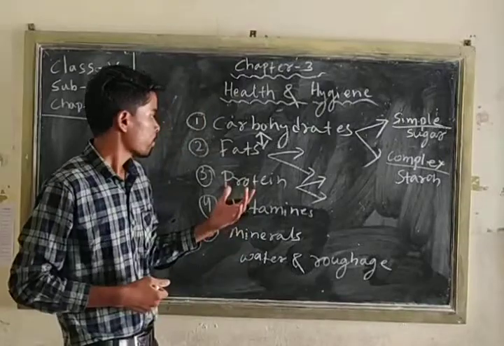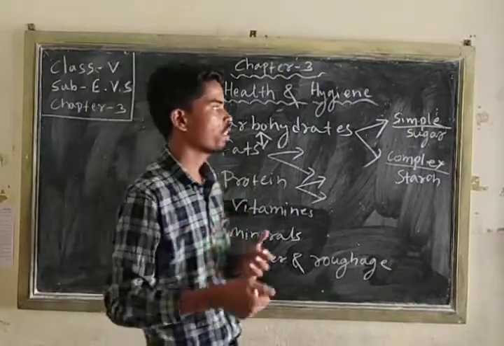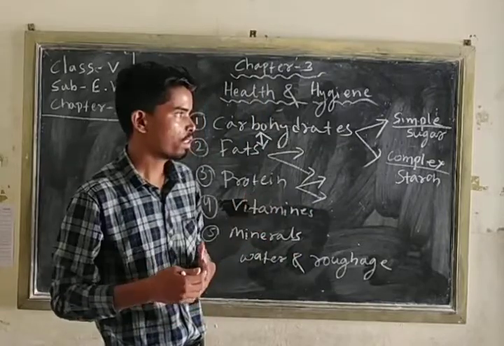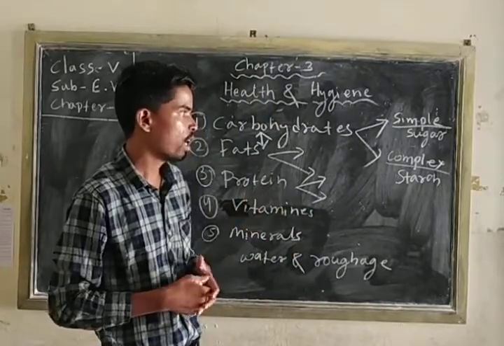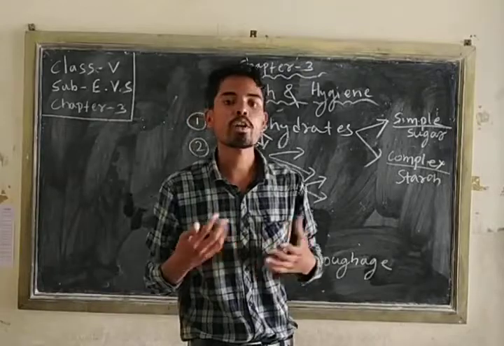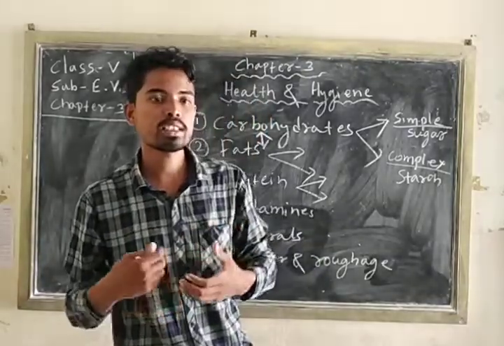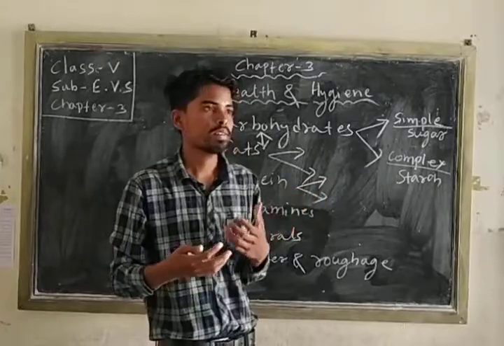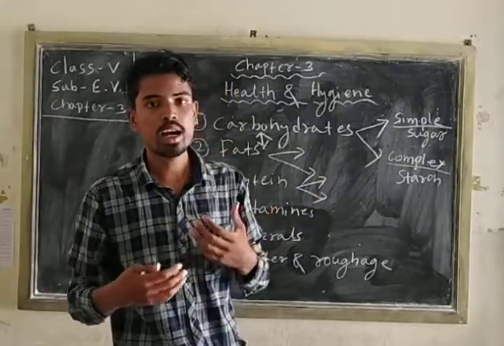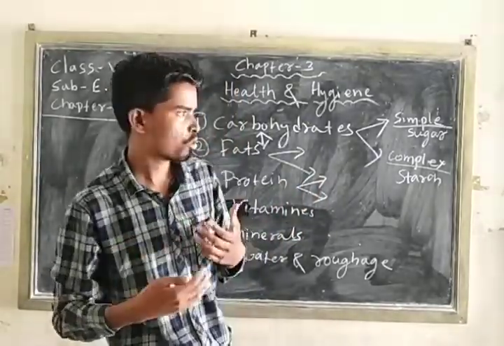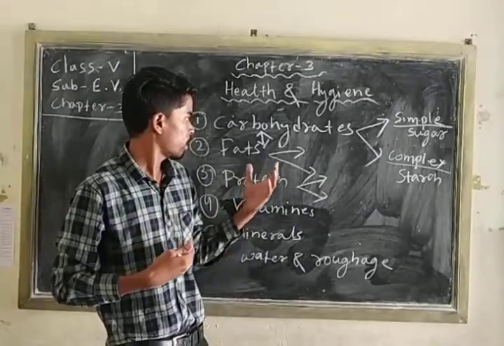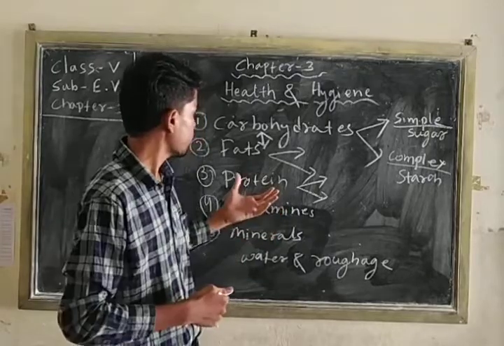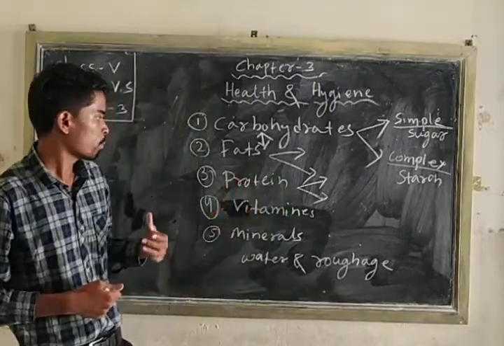The sources of protein are soybean, milk and mainly pulses. Pulses help our body grow, and our body requires some amount of them. So these are the roles of protein.